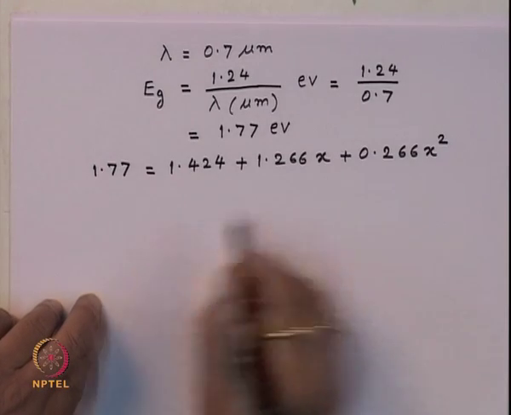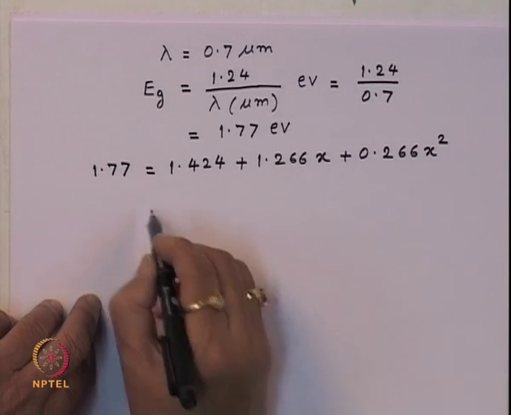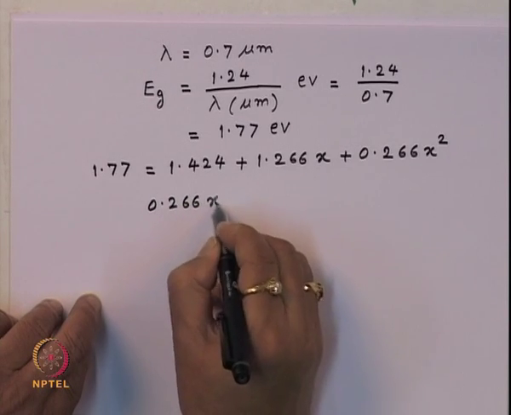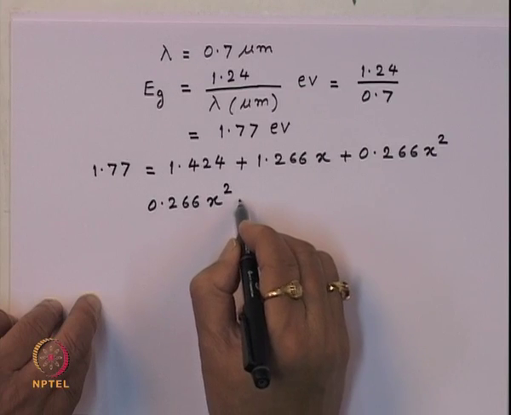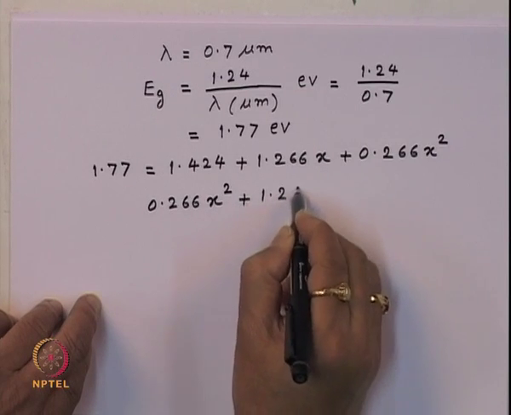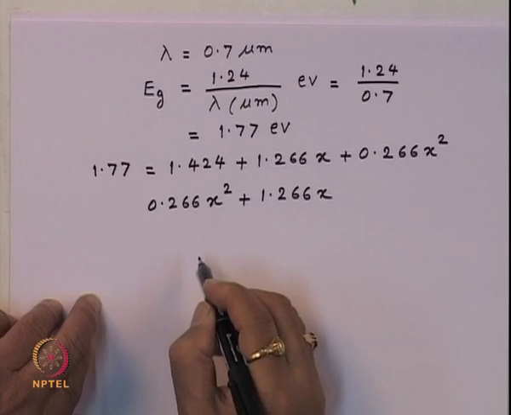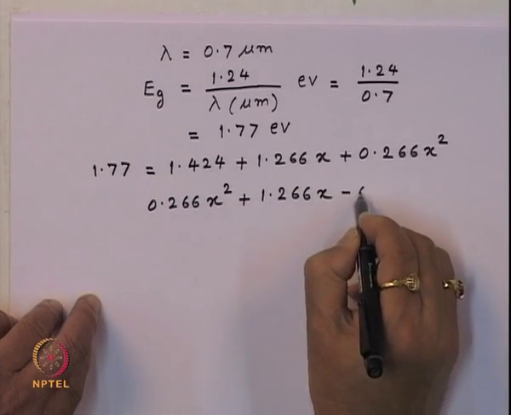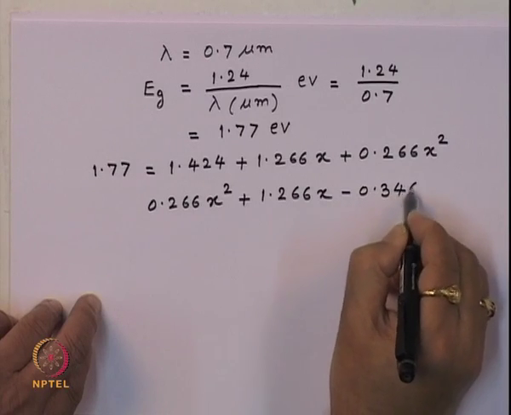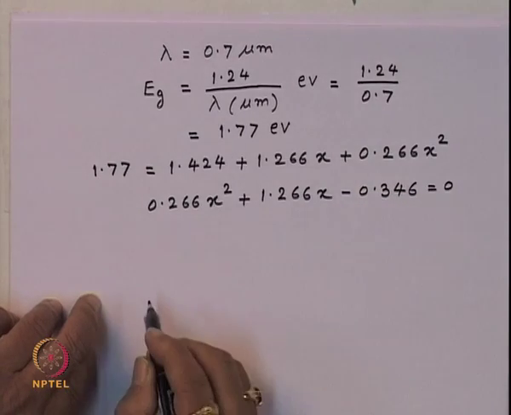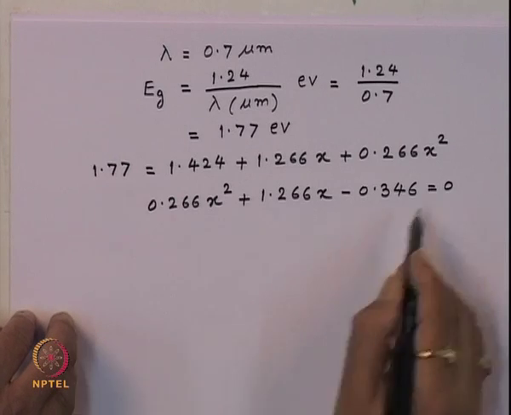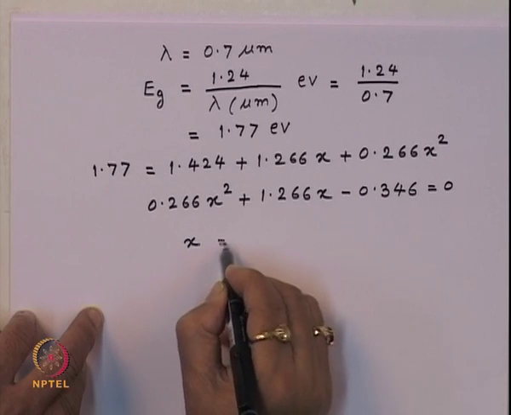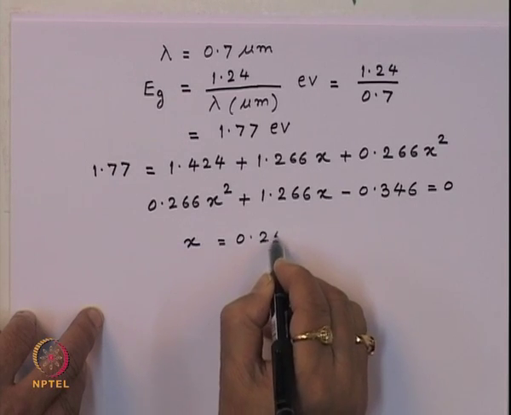By rearranging, we get a quadratic in terms of x square. So, that gives us 0.266 x square plus 1.266 x. Bringing this term on this side, you get minus 0.346, that is equal to 0. By solving this quadratic, you will get the value of x, and that is equal to 0.259.